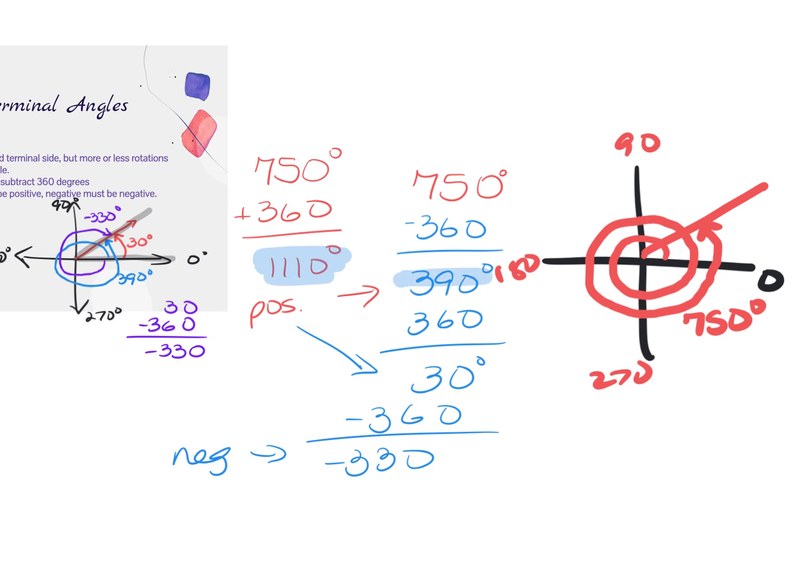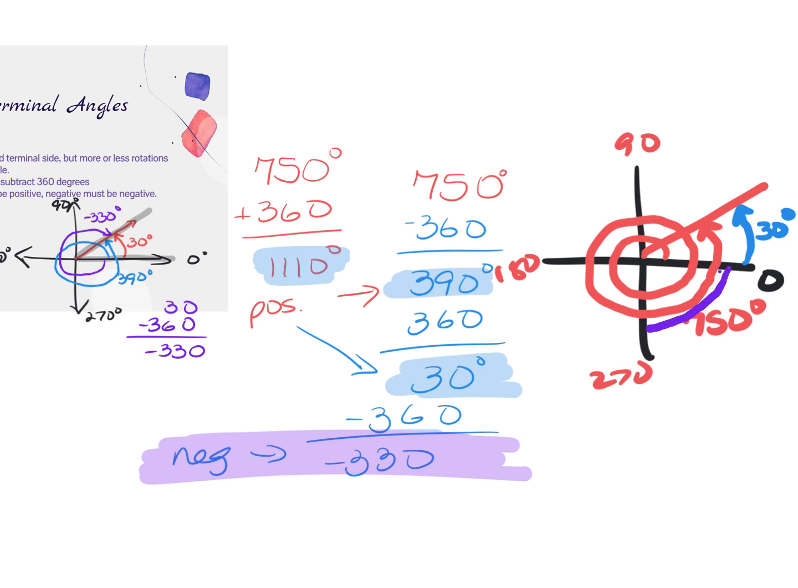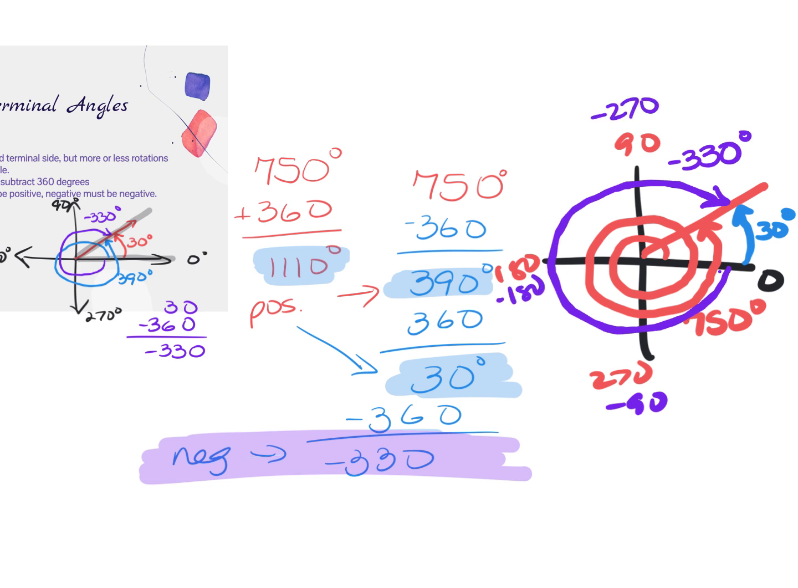Then if it asked me to find a positive coterminal, I could actually do any one of these three. Honestly, I'd probably do the 30. It'll be the easiest because notice it starts on the same initial and it ends on the same terminal. However, for the negative coterminal, I got to go clockwise. So I'll start here, go around negative 90, negative 180, negative 270, and end up here for the negative 330 degree angle.